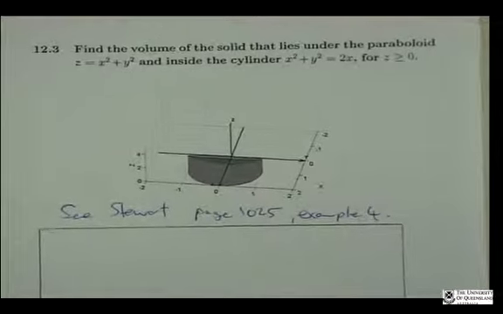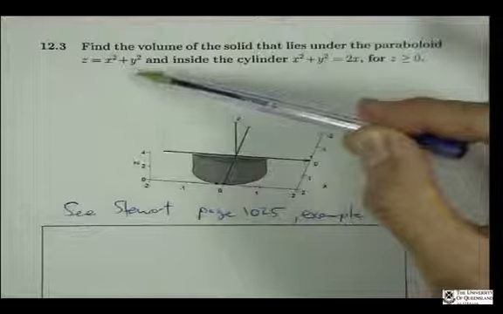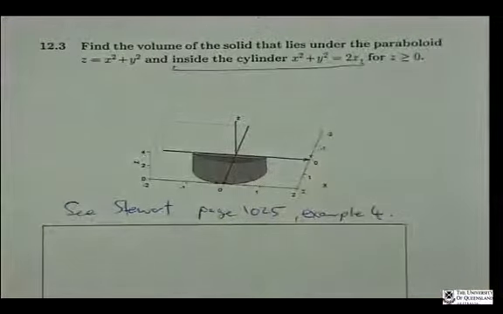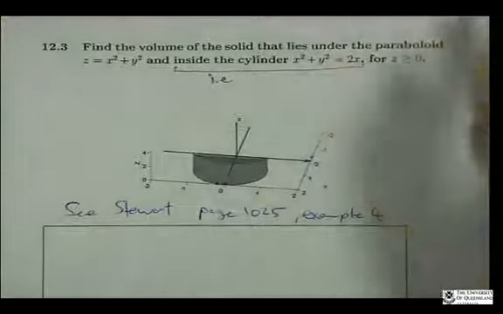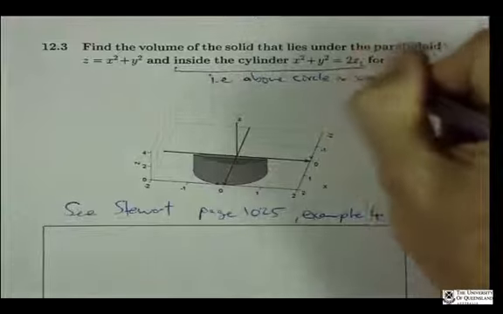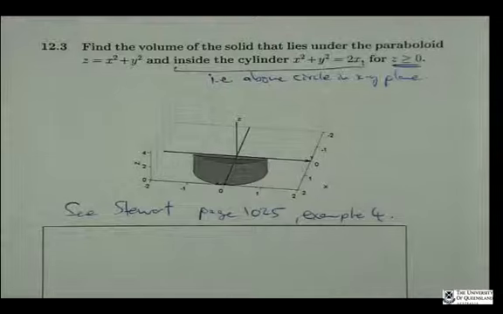All right, so the question is, find the volume of the solid that lies under the paraboloid z equals x squared plus y squared, and inside the cylinder with this equation. And we can interpret that as saying that it is above the circle in the xy plane, because they specify it's only for z greater than or equal to 0. But anyway, above the circle in the xy plane, okay, how is that a circle?